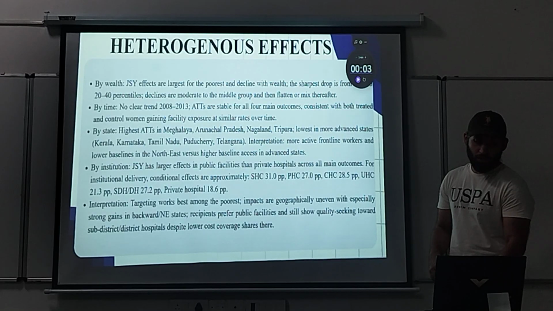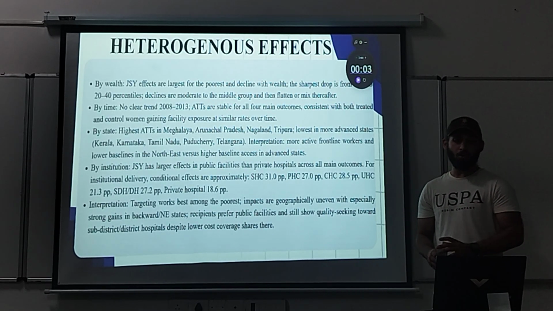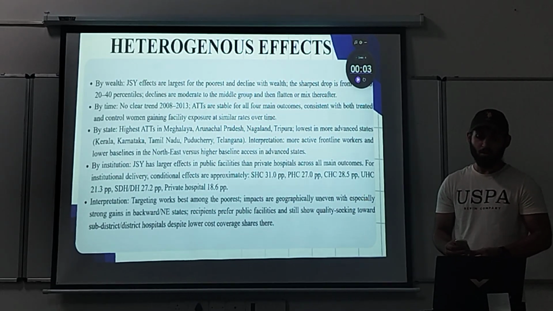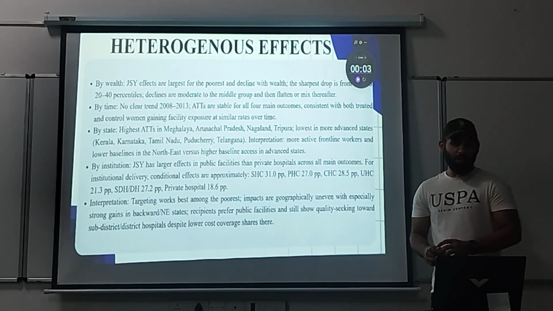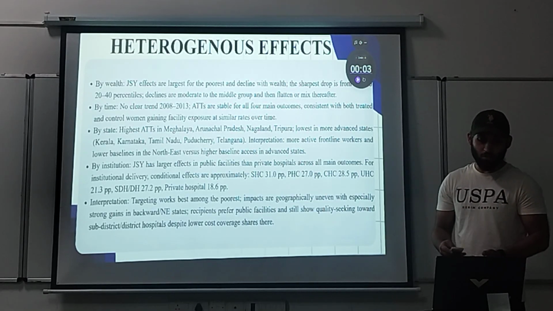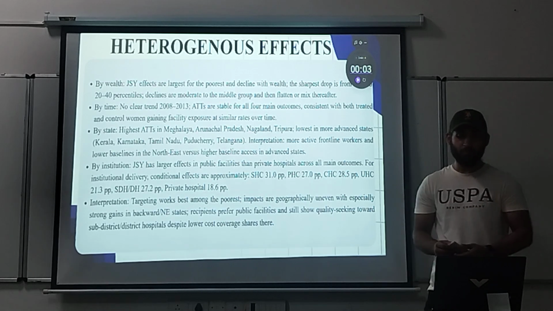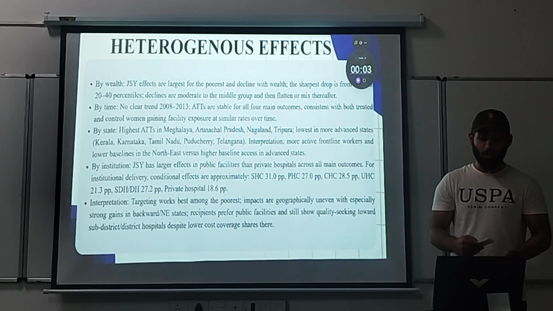Over the period from 2008 to 2013, there is no clear trend. The ATT estimates remain stable for all main outcomes, indicating that both treated and control women gained facility exposure at similar rates over time. The highest ATT estimates are observed in states such as Meghalaya, Andhra Pradesh, Nagaland, and Tripura, while the lowest effects are seen in more advanced states like Kerala, Karnataka, Tamil Nadu, Pondicherry, and Telangana.